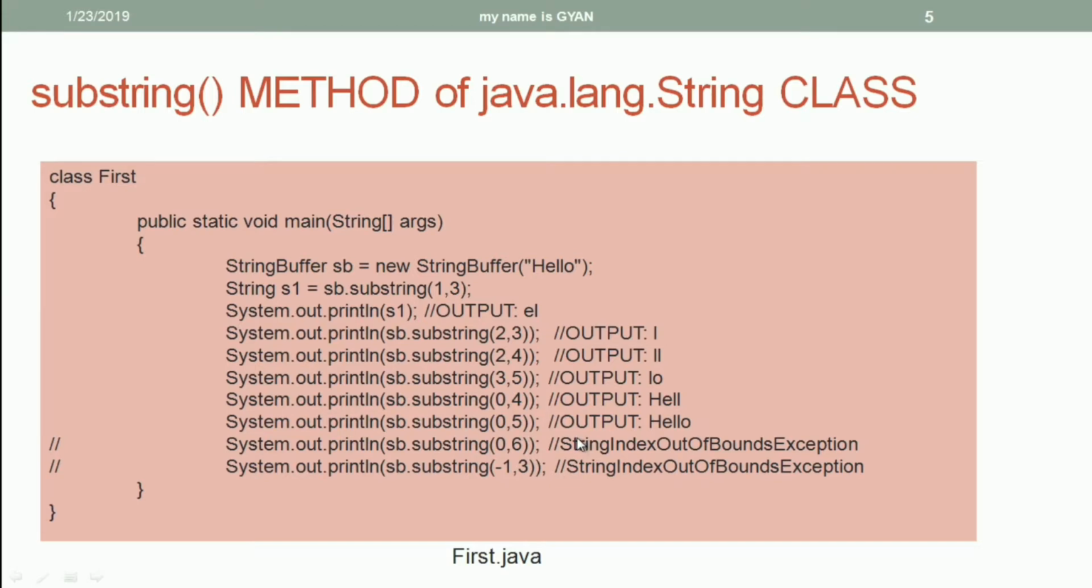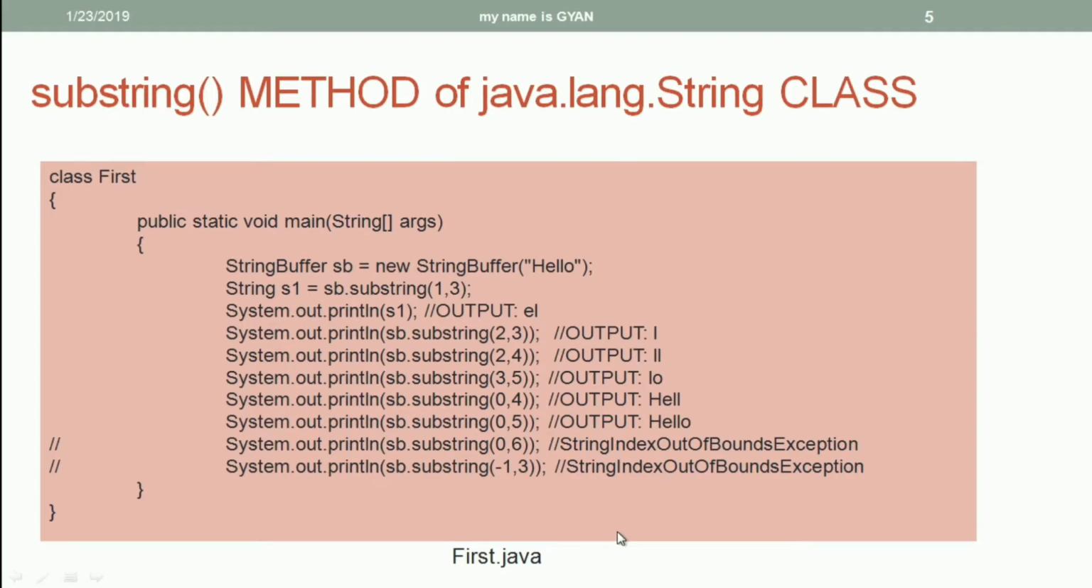Here in this case you can see we are using the number 6. 6 minus 1 is equal to 5. Last index of this string is only 4. It's not 5. So in this case the substring method will throw string index out of bounds exception. Again here we are using a negative index. So in this case also the substring method throws string index out of bounds exception.